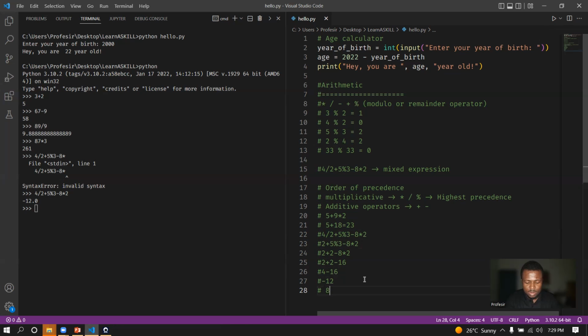8 times 4 minus 5 modulo 6 modulo 4 divided by 2. Solve it and tell me what the answer will be.